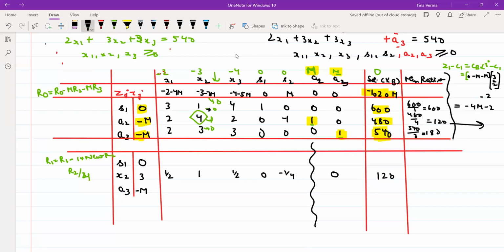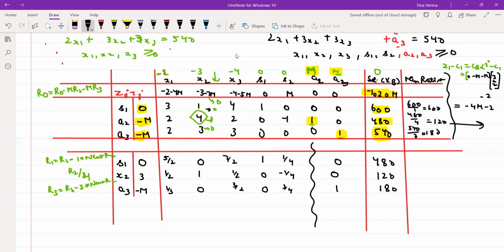So the entries will be 5 by 2, 0, 7 by 2, 1. This will be my 1 by 4. And here entry 0. This will be my 480. And I have to make this element 0. So I'll apply operation on R3: R3 minus 3 into my new R2. So that the operation will become, this is 1 by 3 and 0, 3 by 2, 0, 3 by 4, and this is 1, 180.